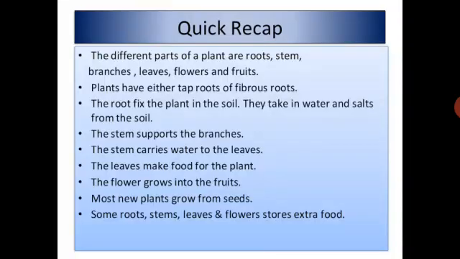Here is a quick recap of the lesson. The different parts of a plant are roots, stem, branches, leaves, flowers and fruits. Plants have either a taproot or fibrous roots. The roots fix the plant in the soil. They take in water and salts from the soil. The stem supports the branches. The stem carries water to the leaves. The leaves make food for the plant. The flower grows into fruits. Most new plants grow from seeds. Some roots, stems, leaves and flowers store extra food of the plant. So this is a quick recap of the lesson.